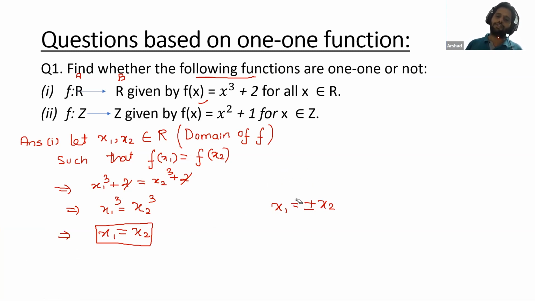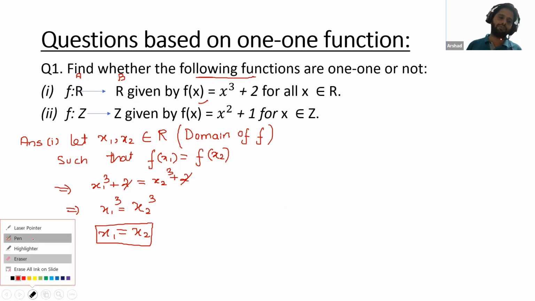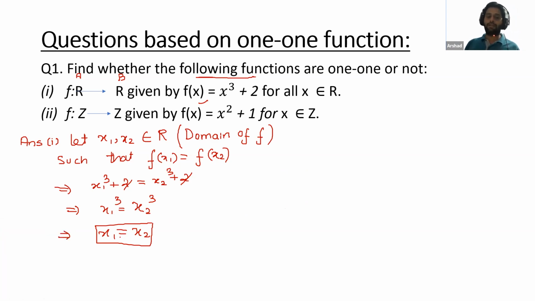So in one-one, what you need to do, first of all, you will assume a value from the first set. You will put fx1 is equal to fx2, and you will show that if you are getting x1 is equal to x2, then you can say that the given function is one-one. Hence, the given function is one-one.